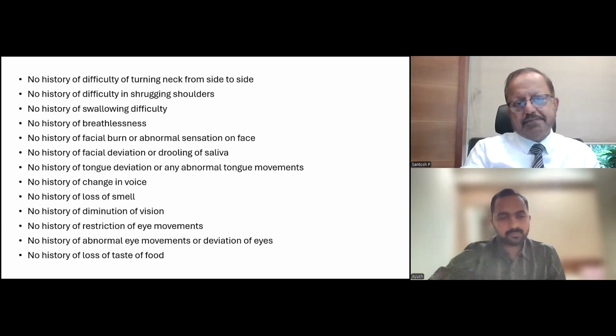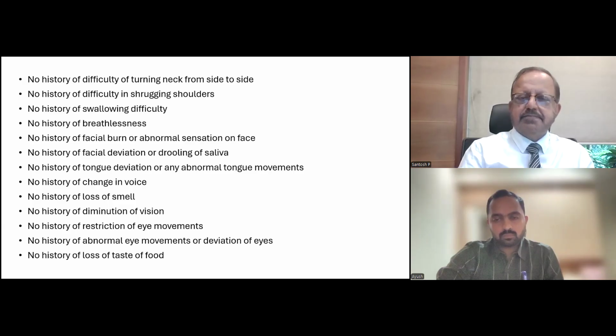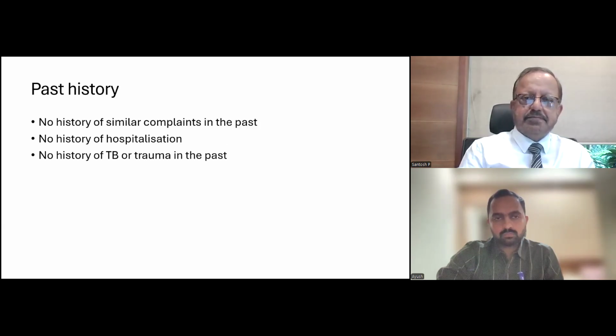No history of facial deviation or drooling of saliva. No history of tongue deviation or abnormal tongue movements. No history of change in voice. No history of loss of smell, diminution of vision, restriction of eye movements, abnormal eye movements or deviation of eyes. No history of loss of taste of food. No history of similar complaints in the past, no history of hospitalization or TB or trauma in the past.